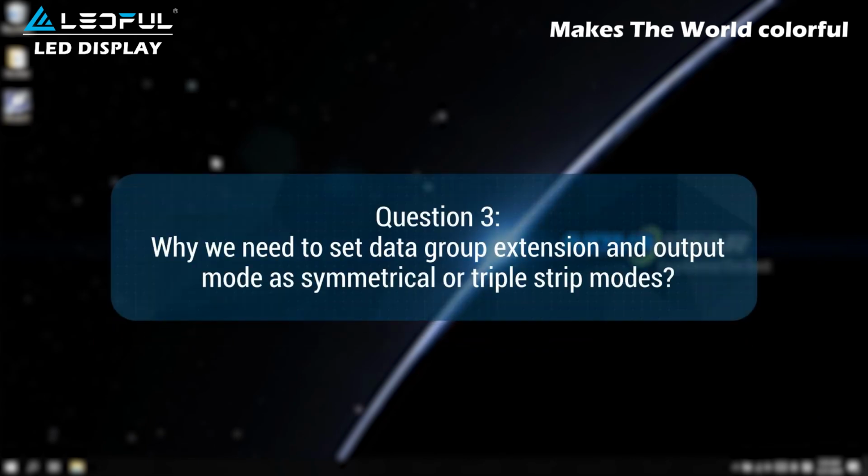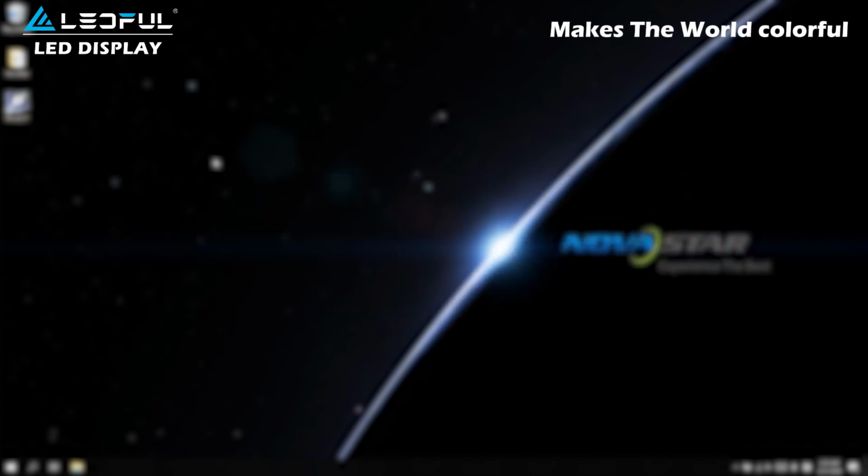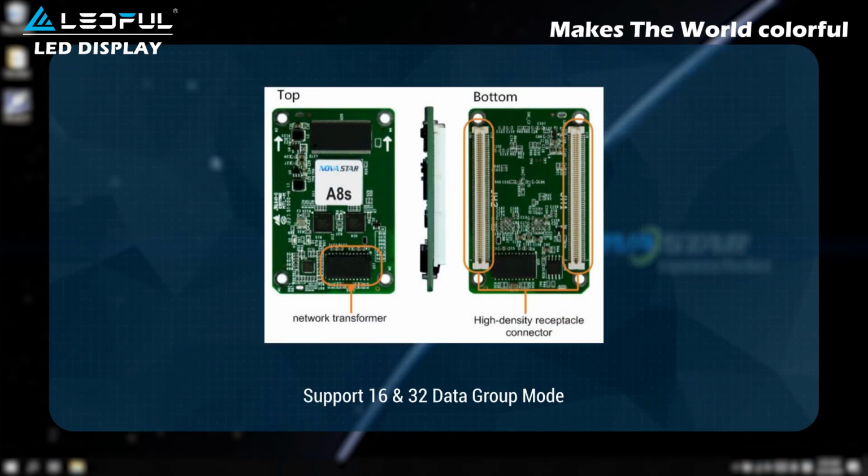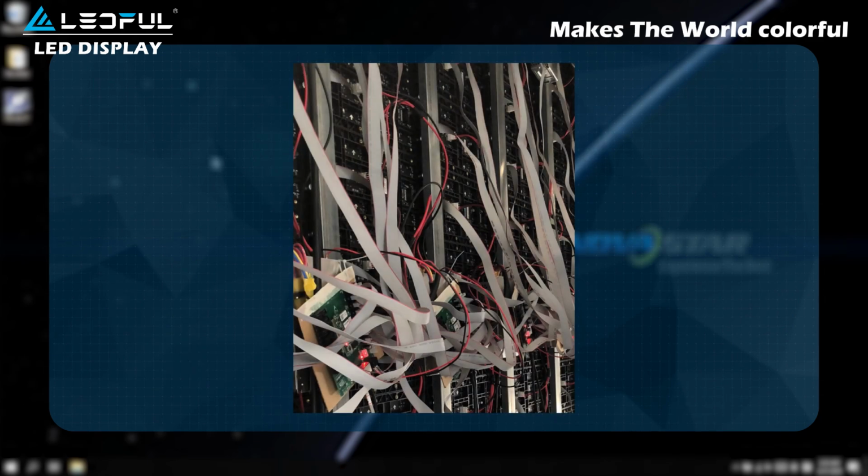3. Why we need to set data group extension and output mode as symmetrical or triple strip modes. Because the receiving card's default output is 16 data groups. If more than 16 data groups are connected, it requires an extended data group setting for receiving cards. And the output mode may vary according to the physical connection between modules and hub board.